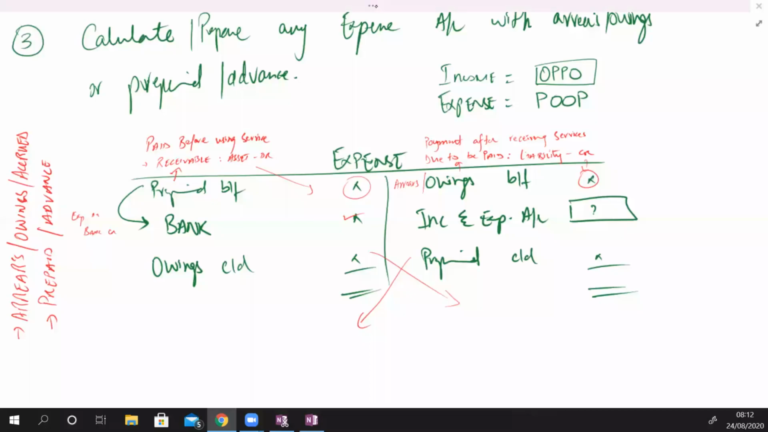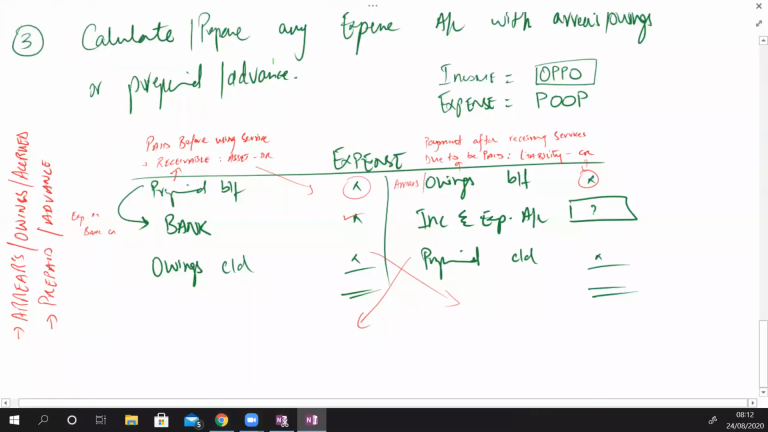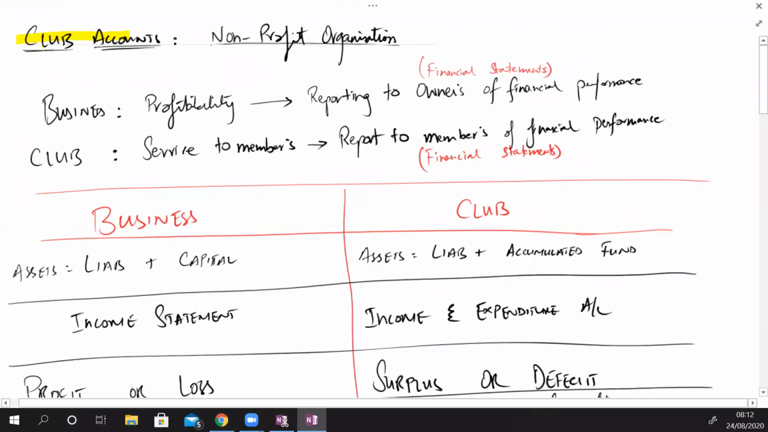So in the last session, we did up to step number 3, but before the start, I think I should give you an overview of what we were doing. So we started off with the club accounts, which is the non-profit organizations. Okay.